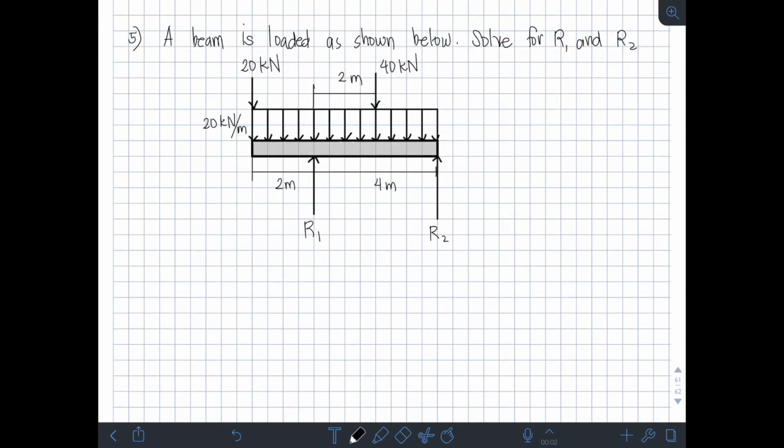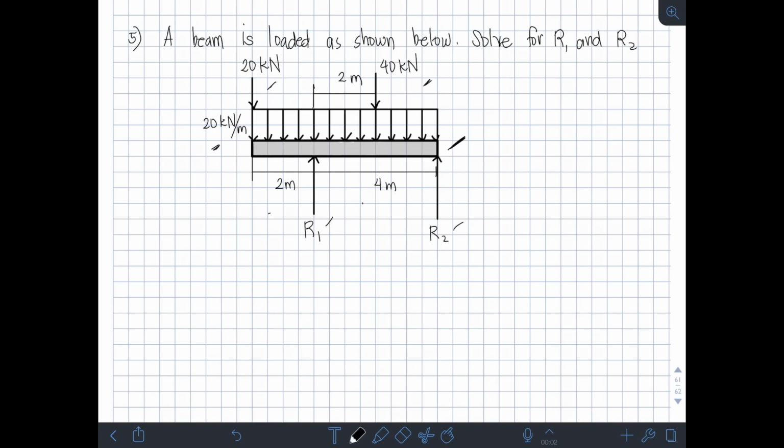Okay? Next, we have a beam is loaded as shown below. Solve for R1 and R2. Okay, so meron tayong figure dito. So, meron daw tayong beam na merong mga loads as shown. So, meron tayong concentrated load 20 kN, tsaka 40 kN. And then, meron tayong distributed load, rectangular distributed load, which is meron siyang value na 20 kN per meter. So, hanapin daw natin yung reaction R1 tsaka R2. So, meron din tayong mga dimensions ng position ng bawat load. Okay? So, kapag meron tayong parallel loads, pwede tayong gumamit ng moment.